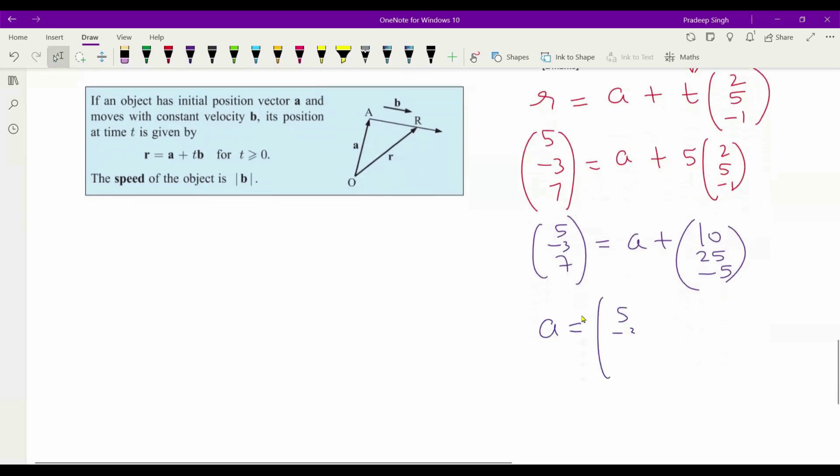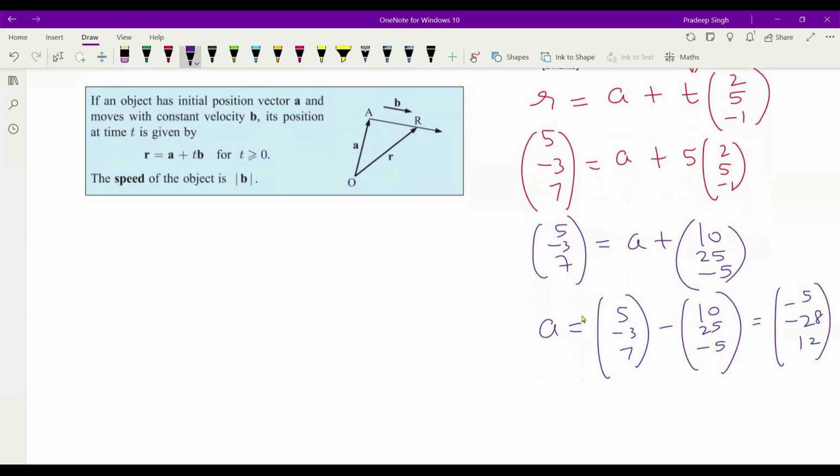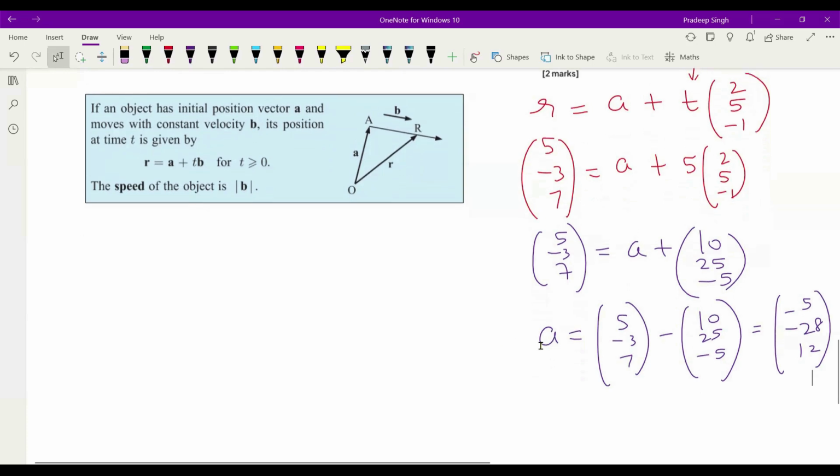So we'll get 5 minus 3, 7 minus 10, 25, and -5, which can be simplified to -5, -28, and 12. That is A. What does A stand for? That's the initial position vector, which means the position vector at t equal to 0.